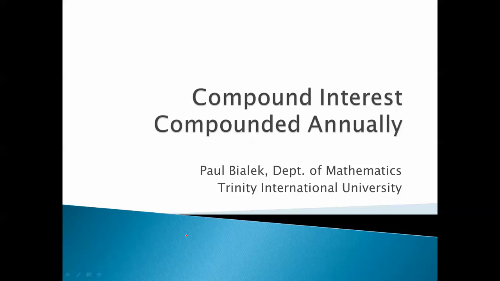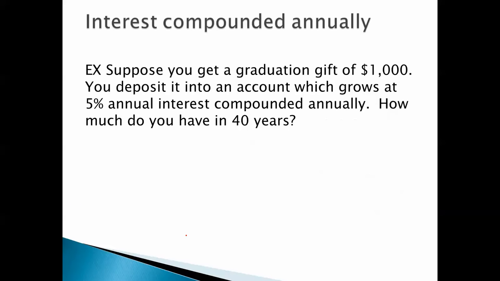Let's look at compound interest compounded annually. Suppose you get a graduation gift of $1,000. You deposit it into an account which grows at 5% annual interest compounded annually. How much do you have in 40 years?